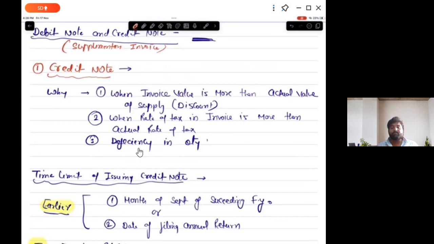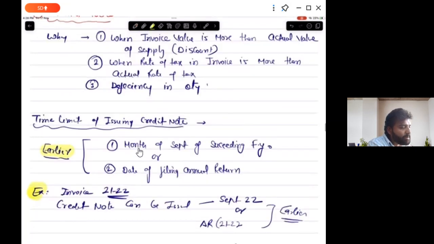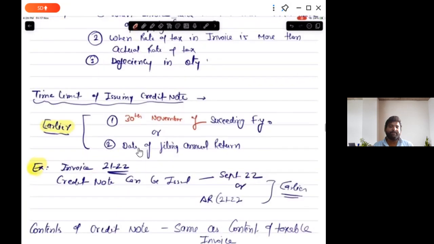So if I have to reduce the value of my invoice, or reduce the tax on my invoice, I will always be issuing a credit note, and there is a time limit to issue a credit note. What is the time limit? There's an amendment here. It is not September month. Now it is updated. The time limit is the 30th November of the succeeding financial year or the date of filing annual return.